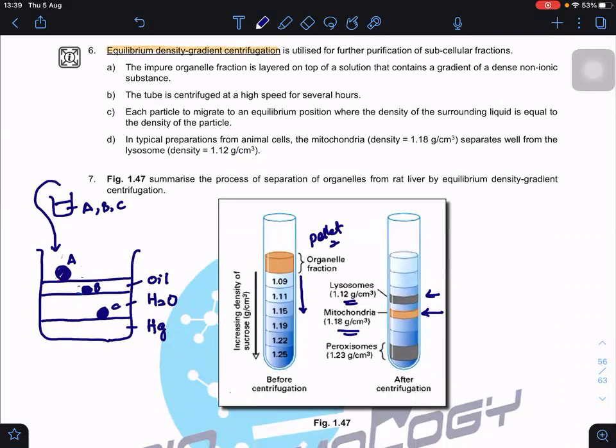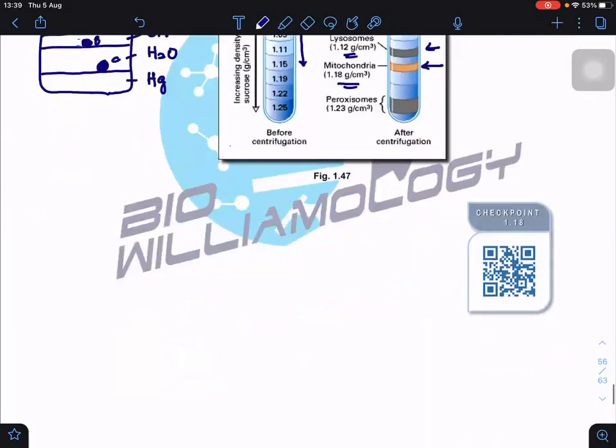Okay, now my question here is, how about mitochondria versus chloroplast? In terms of the size, both of them are almost the same. But which one has higher density? Right now, your answer. Which one? Have a guess. Chloroplast or mitochondria? And why? If you can answer me, it's better.